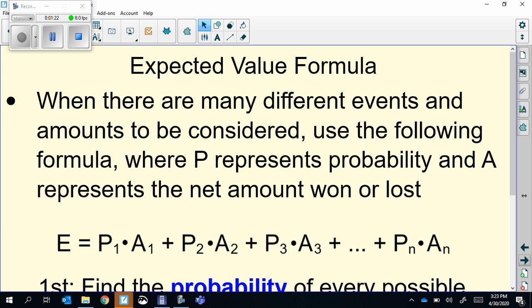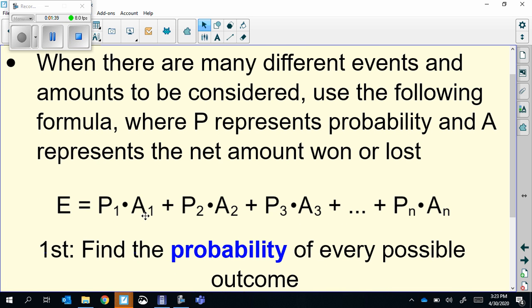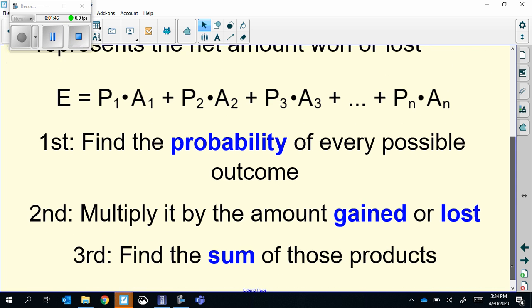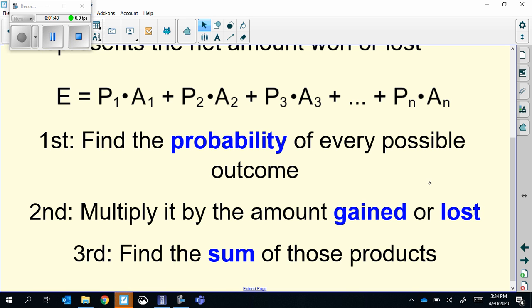So, the formula for expected value, when there are many different events and amounts, is E equals P times A, where P is the probability and A is the amount won or lost. So you take the probability times the amount, probability times the amount, probability times amount for as many different things as there are. You first find the probability of each possible outcome and then multiply it by the amount gained or lost. And you find the sum of those products.